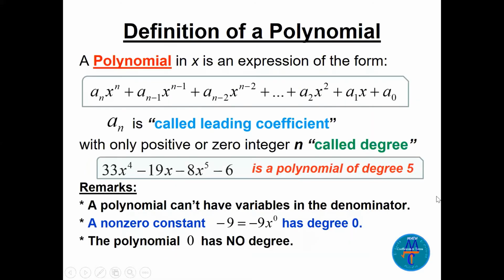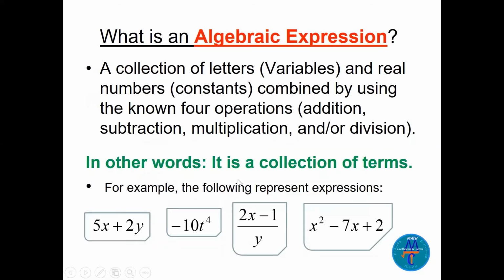Now, I need to go back here. Polynomial cannot have variables in the denominators. So we cannot have 8 over x. That's not a polynomial. It's an expression, but not a polynomial, like this one here, 2x minus 1 over y. That's not a polynomial. It's an expression.